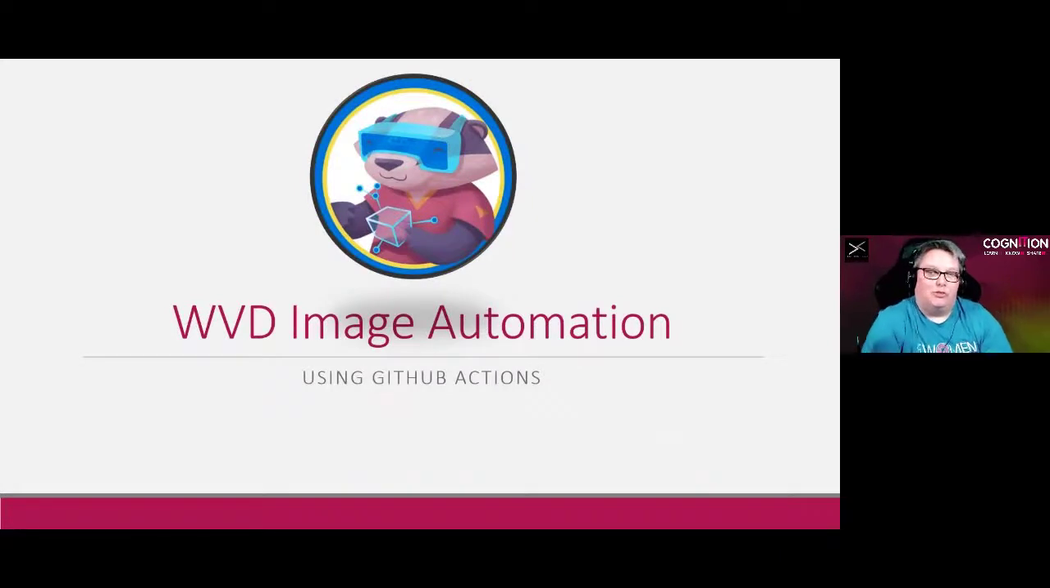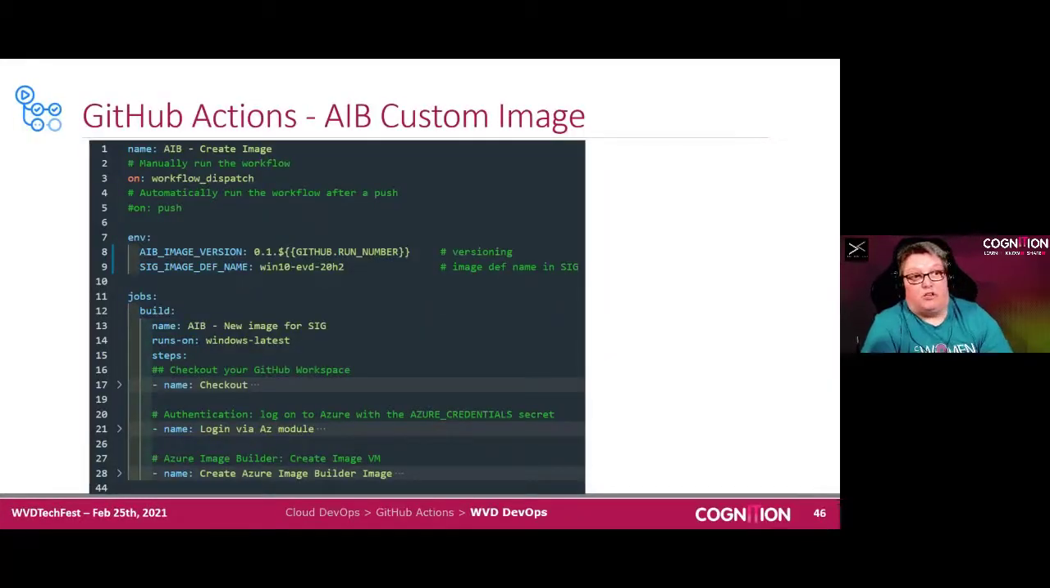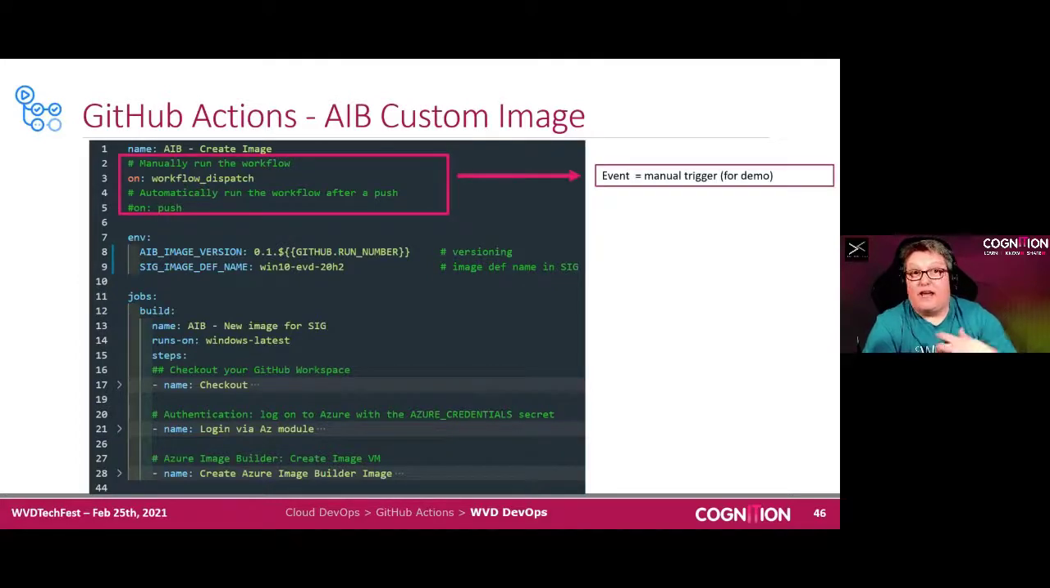So back to Windows Virtual Desktop. Let's start with that image automation. So focusing on GitHub Actions, as mentioned before, I am going to use for demo purposes a manual trigger, because this allows me to just go to the Actions tab in my repo and select the workflow that I want to run and then manually start that one. But you can also use push or pull requests as your event trigger.